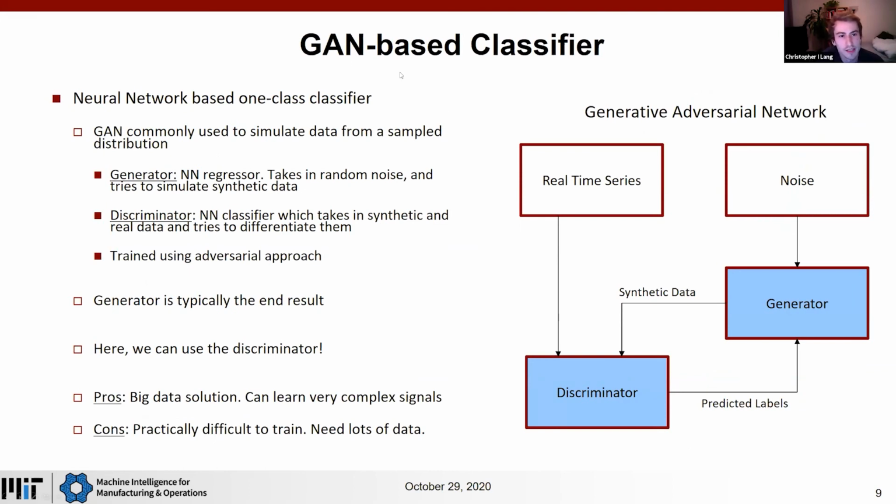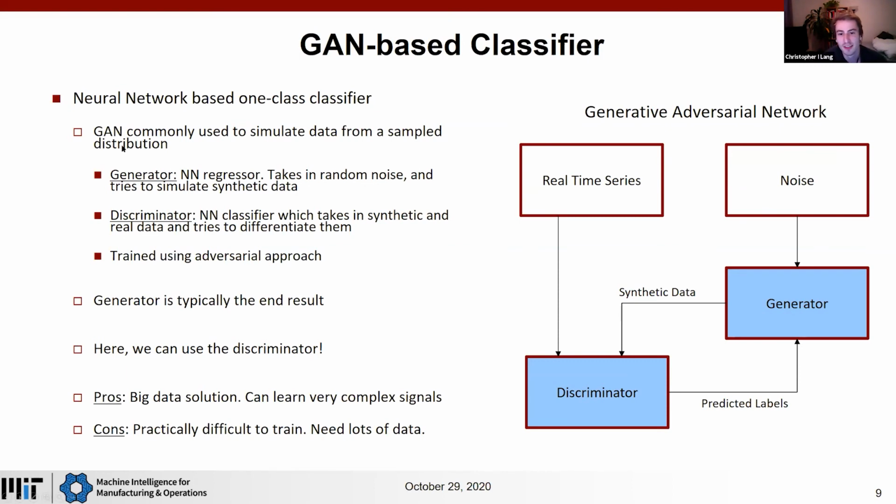So the last method, which I was going to talk about real quickly, was GAN-based classifiers. These are based on neural networks, as opposed to the non-neural network approaches which I was talking about before. And Fan Keng in the audience here is actually the one who brought this to my attention.